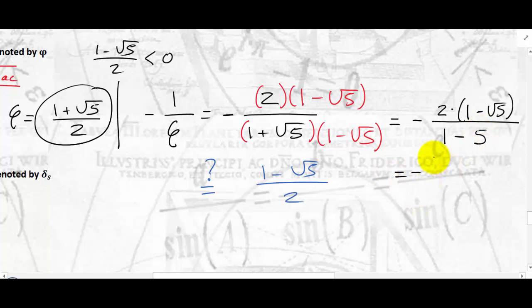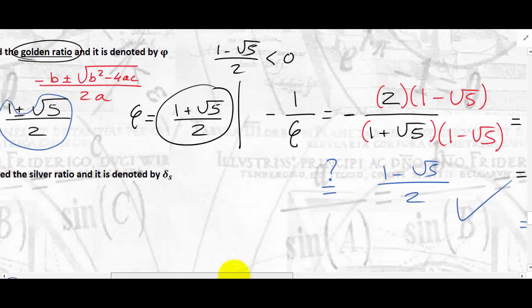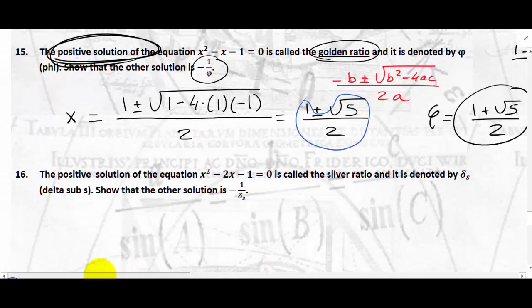So we have a negative sign. 2 times 1 minus root 5 over negative 4. Check this out. The 2 negatives will cancel. This will simplify to a 2. And what do we have? Oh, lo and behold, 1 minus root 5 over 2. Checked! Alright? Please go over the next one, go over 16 for the silver ratio.